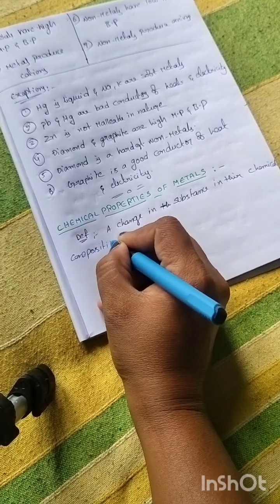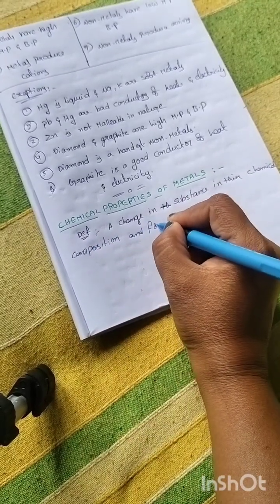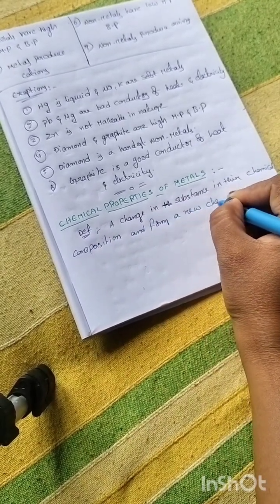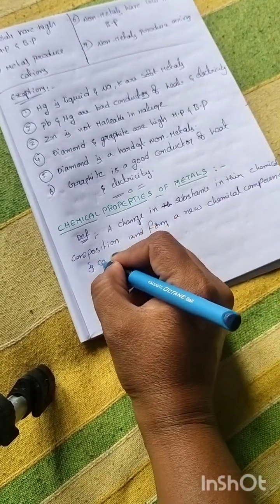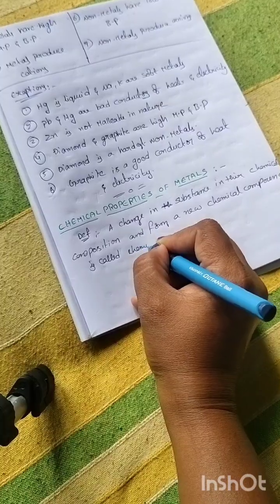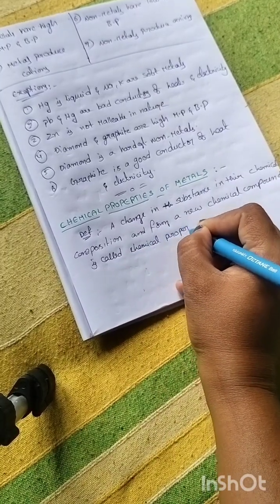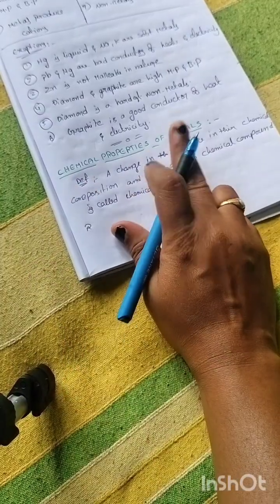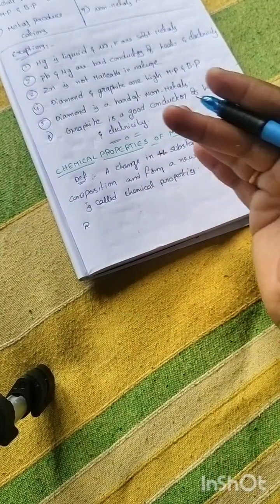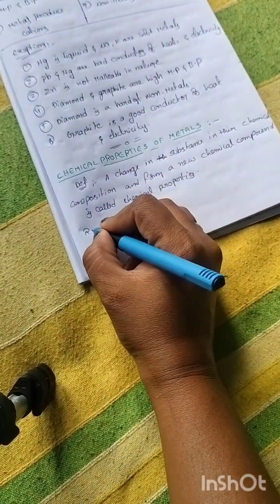A property shown during a reaction is called a chemical property. This is the definition of chemical property. For example, raw food turning into cooked food is a chemical change, and it is not reversible. Generally, physical properties are reversible, but chemical properties are irreversible.